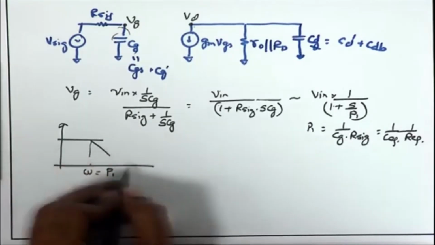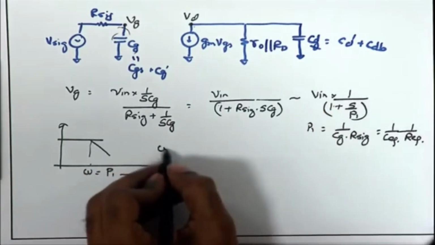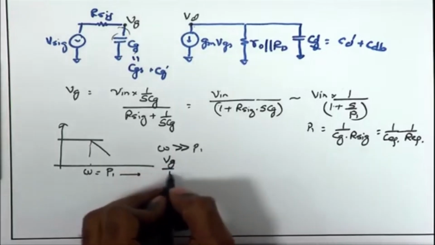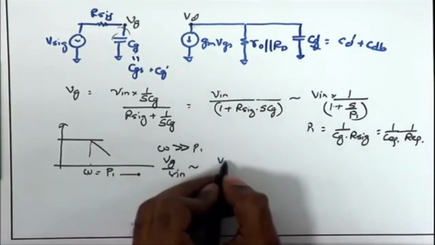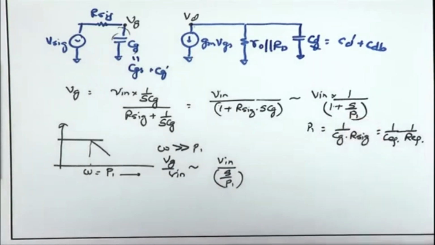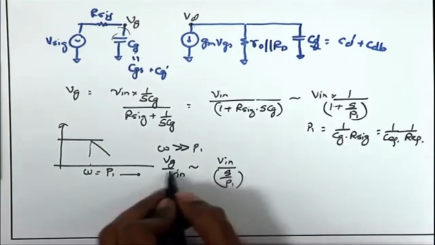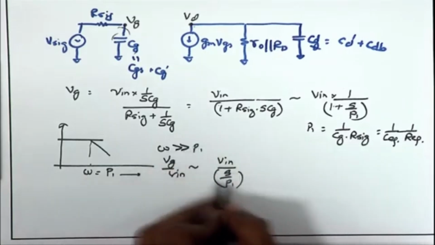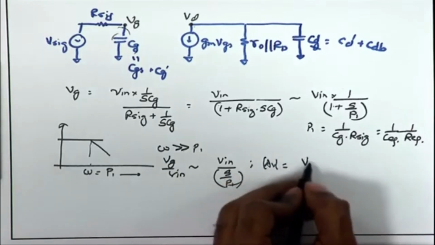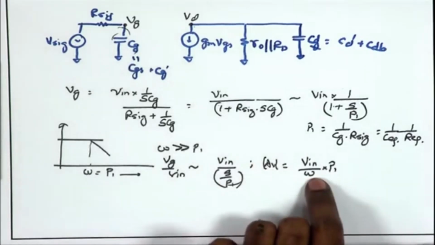So, what is the slope? If I plot it in the log domain, once I have omega much greater than P1, then the transfer function Vg upon V in is approximated as V in divided by S upon P1, because we can ignore the 1 with respect to S upon P1. This means that once I am at omega much greater than P1, the magnitude of this gain, mod AV, which is V in upon omega times P1, is going to reduce proportional to omega.